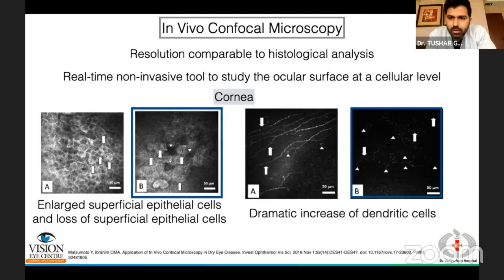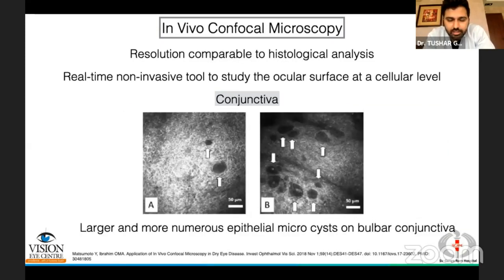There are also a lot of changes that you see in the subbasal nerve plexus in these individuals. In the conjunctiva as well, you see certain changes like the presence of large and more numerous epithelial microcysts on the bulbar conjunctiva. In terms of clinical applications for confocal microscopy, they are limited, but it really gives us new insights into the etiopathogenesis of dry eye or other ocular surface conditions. So it tells us things which we didn't know earlier.